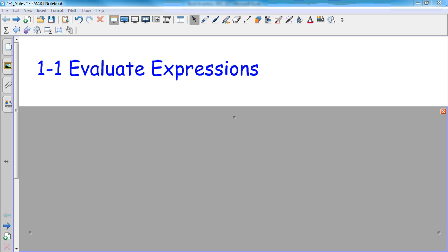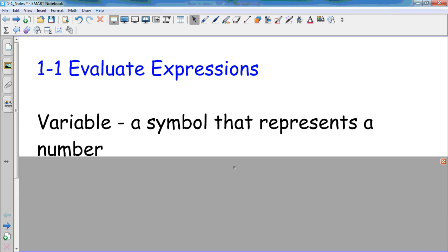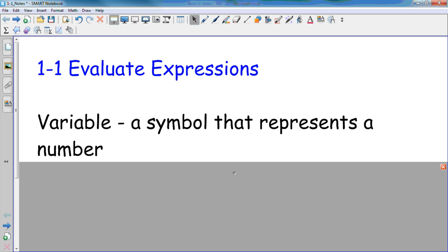Chapter 1, Section 1, Evaluate Expressions. What is an expression? First of all, what's a variable? A variable is a symbol that represents a number.